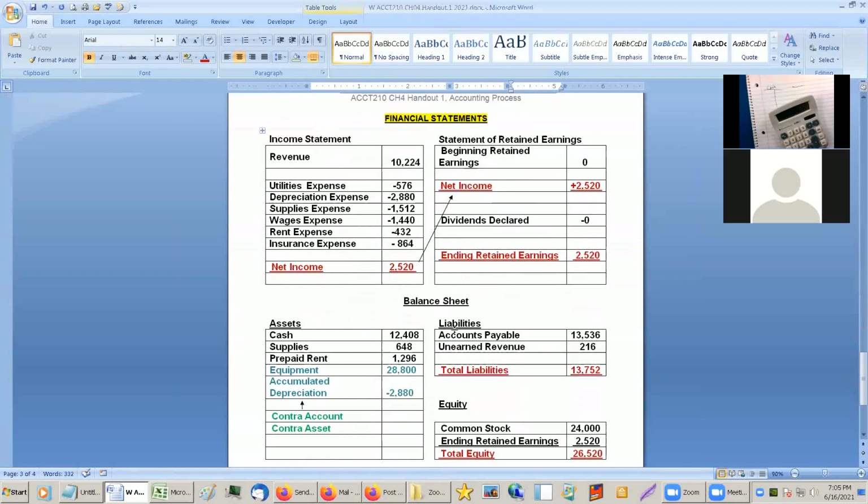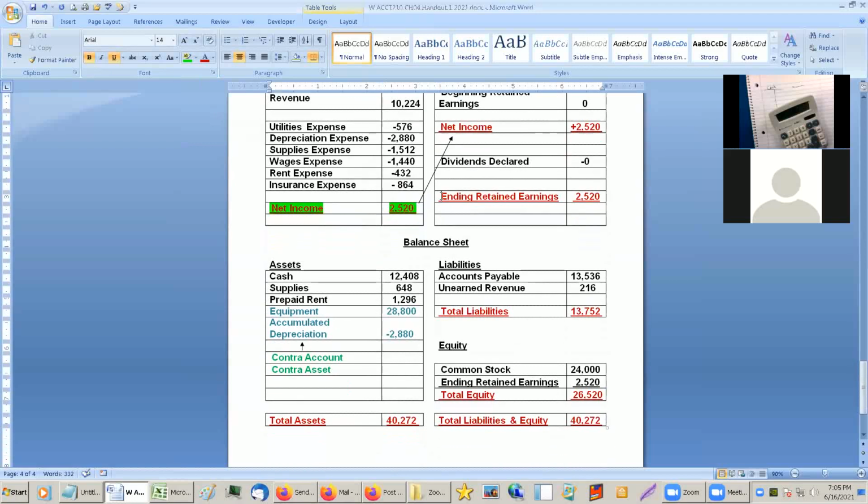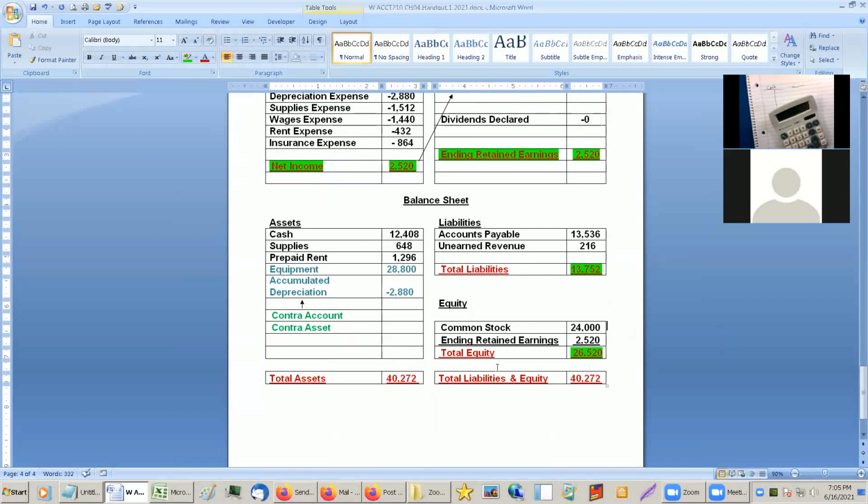Whereas down here, you can say, okay, are they profitable? Yes, they're profitable. They put money back in the business. Yep. How'd they get all those assets? Well, they borrowed 13,000. The owners kicked in 26,000. How'd they get all this stuff here? They borrowed 13,752. The owners kicked in 26,520.